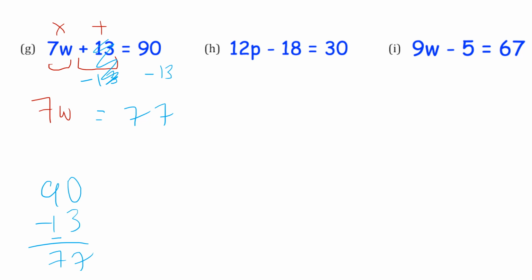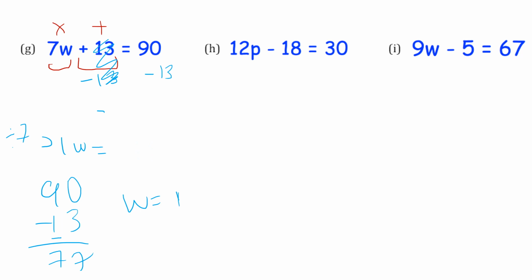And now, we've got 7w. We just want 1w. How do we go from 7 to 1? We divide it by 7. So we divide this side by 7 as well. And 77 divided by 7 is 11. So w equals 11.